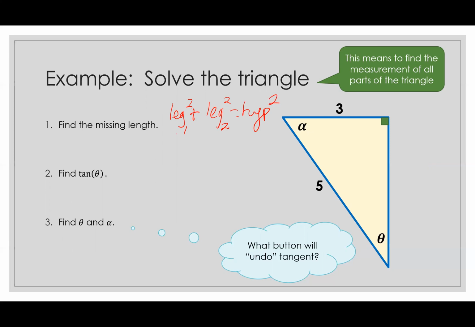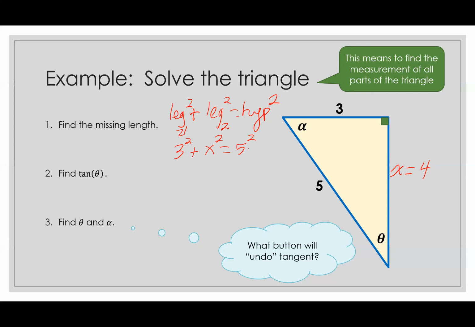So we would have 3 squared plus 4 squared, not 4 squared. We don't know that. I know that, but that's what we're looking for. So 3 squared plus, right here, let's call that x. x squared is equal to 5 squared. And then when you solve for it, you know that x is 4. Okay, so that missing length is 4, because this would be 9.